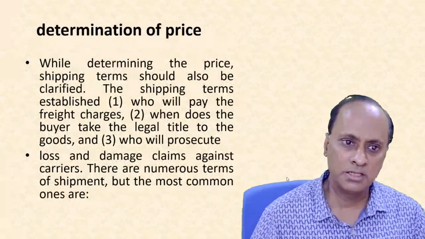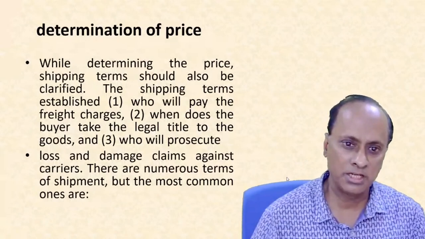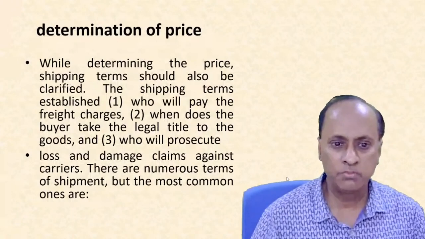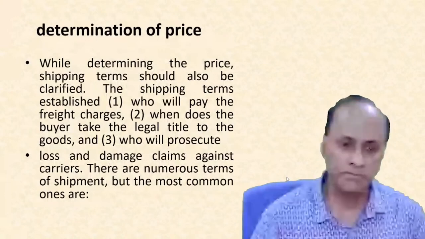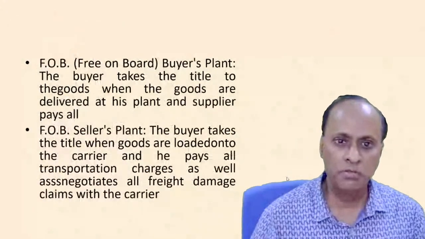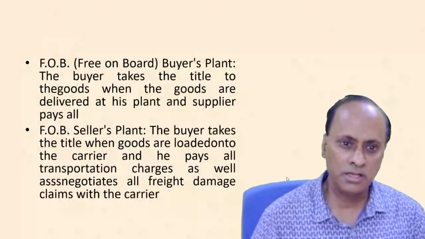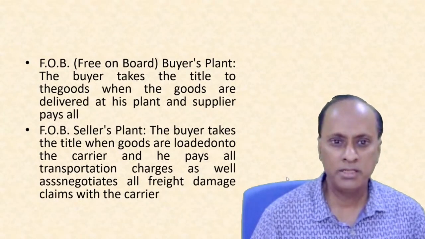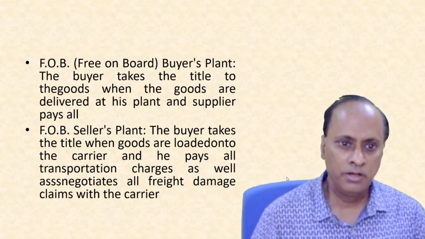So while determining the price, shipping terms should also be clarified. The shipping terms establish who will pay the freight charges, when the buyer takes the legal title to the goods, and who will prosecute the loss and damage claims against the carriers. There are numerous terms of shipment, but the most common are free on board, buyer's plant. The buyer takes the title to the goods when the goods are delivered at his plant and the supplier pays all. FOB, free on board, seller's plant.